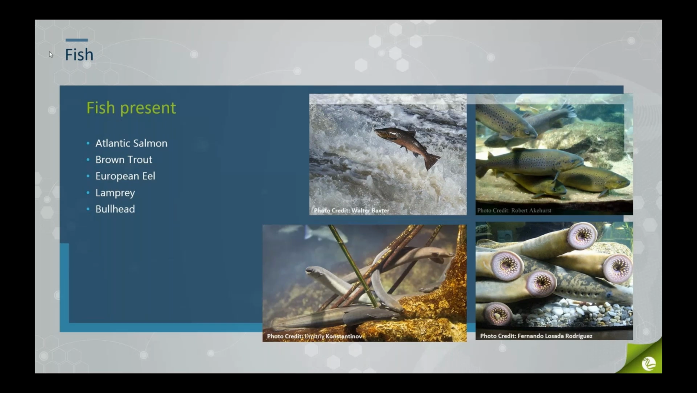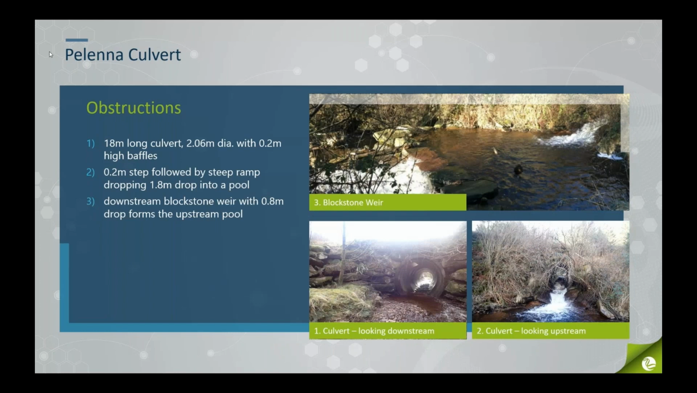So let's move on to the first of the sites. This is the Polena culvert. This is the upstream site. So what are the obstructions at this site? What are the obstructions impairing fish passage?